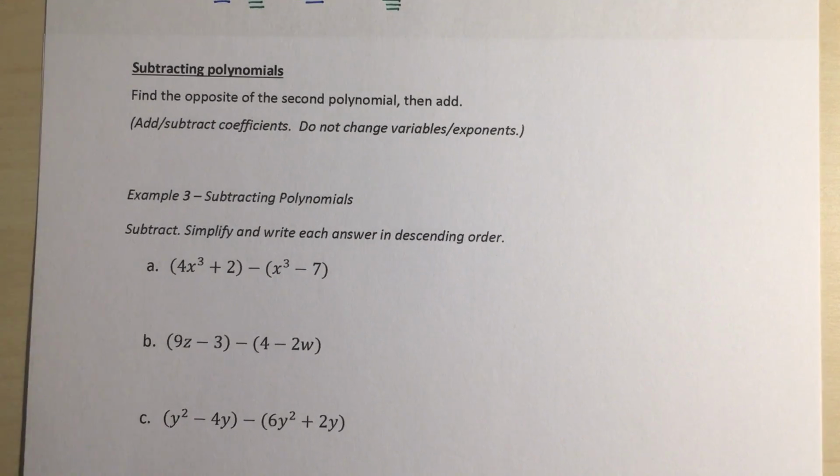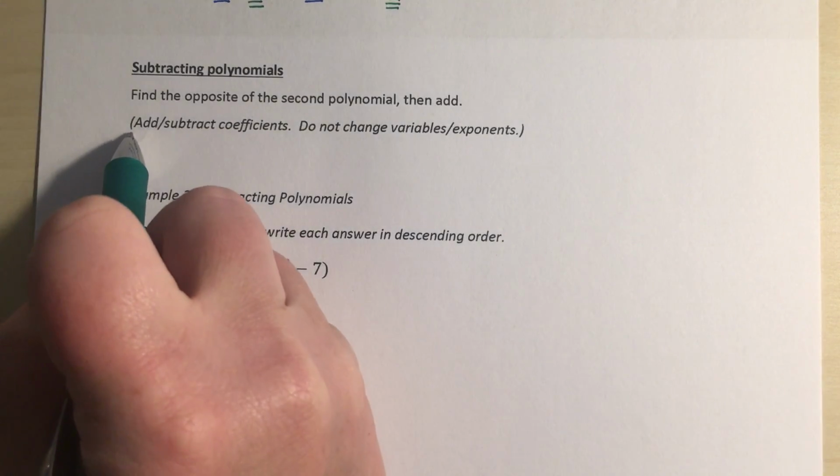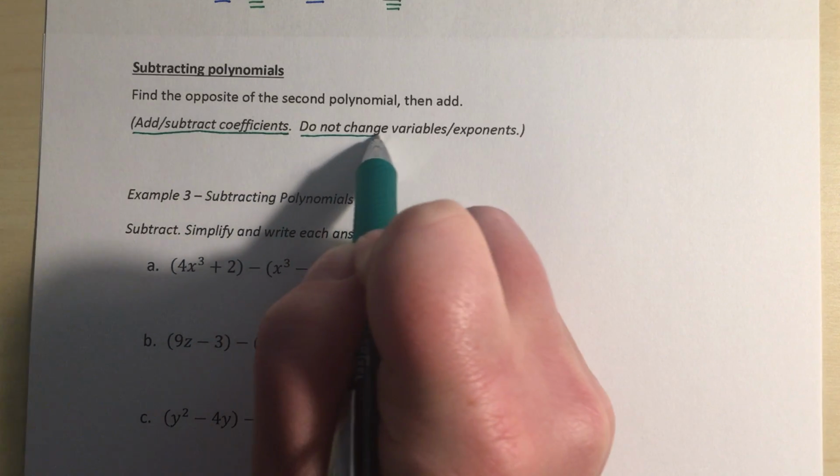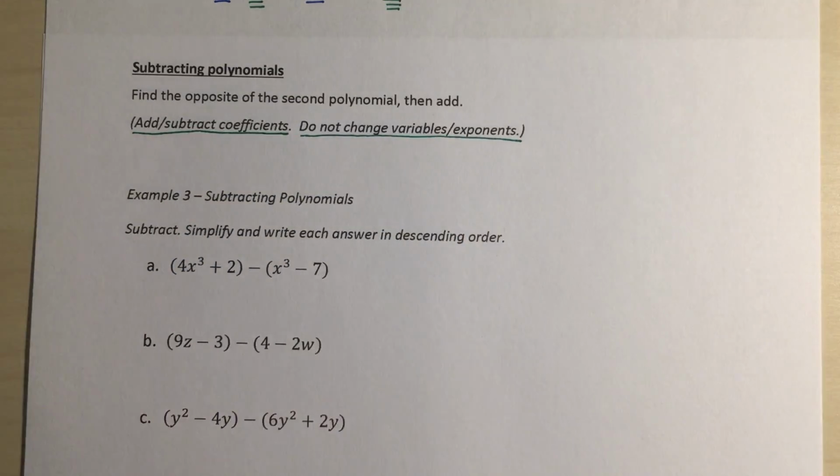Right, we're going to finish up the other part of section 10.3. We already talked about adding polynomials, so now we want to talk about subtracting polynomials. So when we're subtracting polynomials, we're going to find the opposite of the second polynomial and then add. Right? When we're doing our adding, remember we're adding and subtracting our coefficients. Right? We are not changing our variables and our exponents.